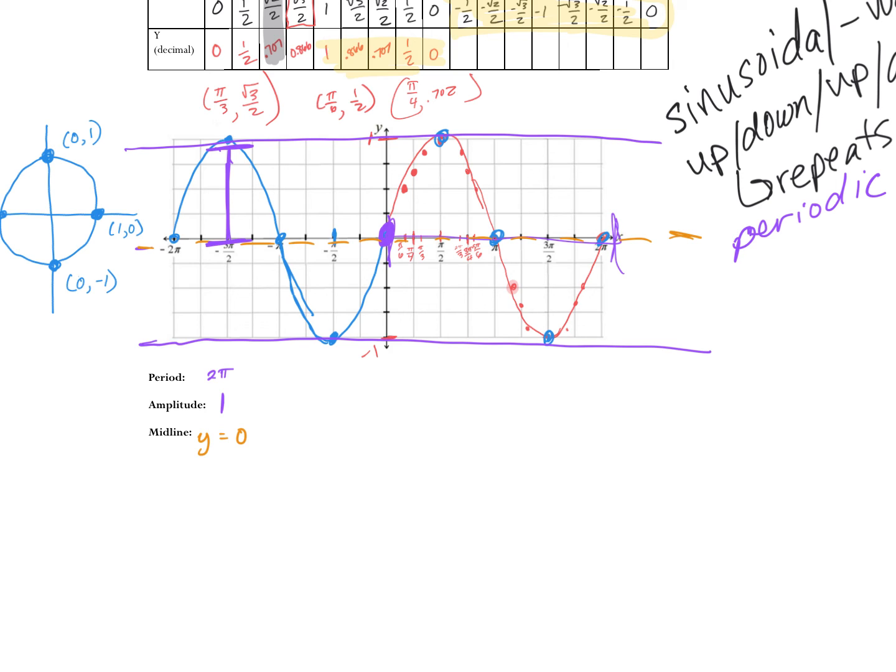Everybody good so far? Fantastic. All right, turn the page. Amplitude, so this is the peak and this is the trough, so the amplitude is from this to this, and this to this. If I drew a perpendicular line down from the peak to the midline, the amplitude is the distance of that line.